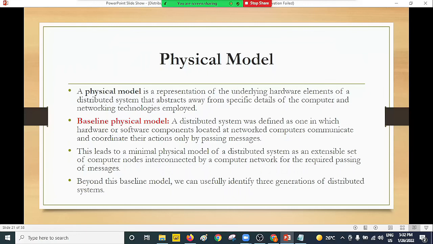So the work here is to come up with some kind of abstraction layer so that other applications running on this particular hardware really don't have difficulties understanding how the architecture of this physical model is built. Now, as I mentioned, these are the building blocks, and that's why we call it the baseline physical model.